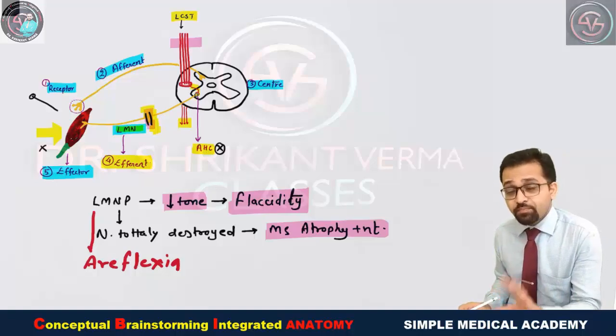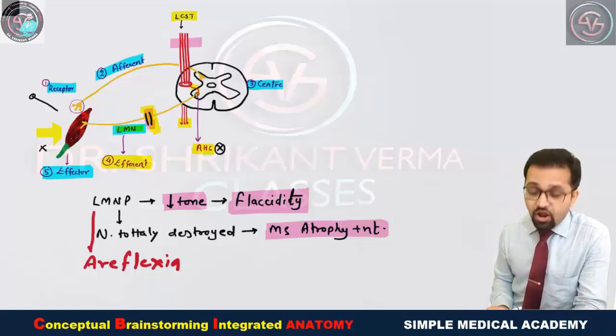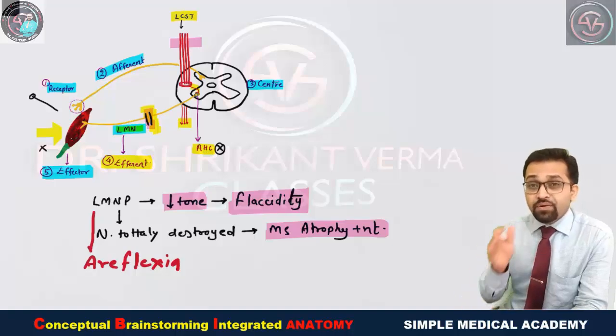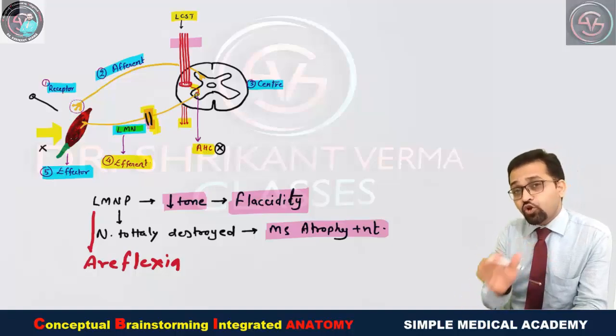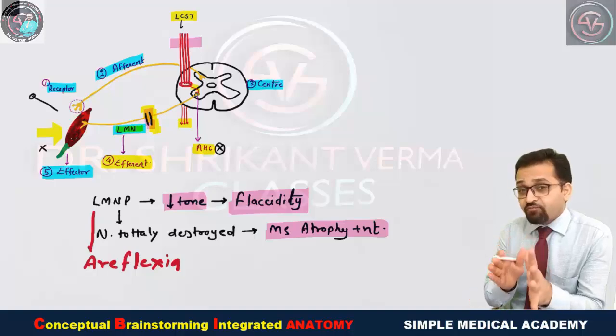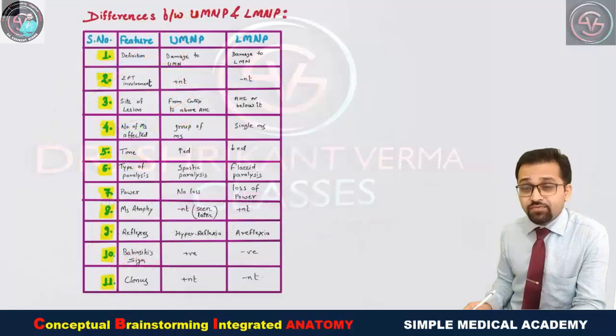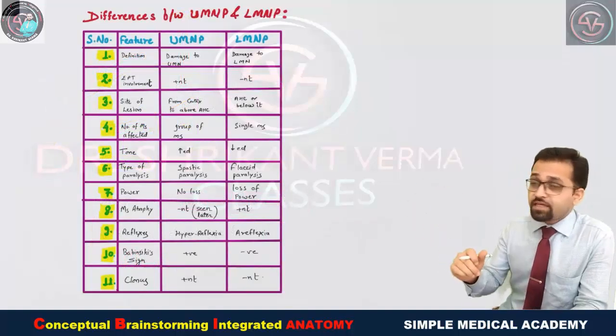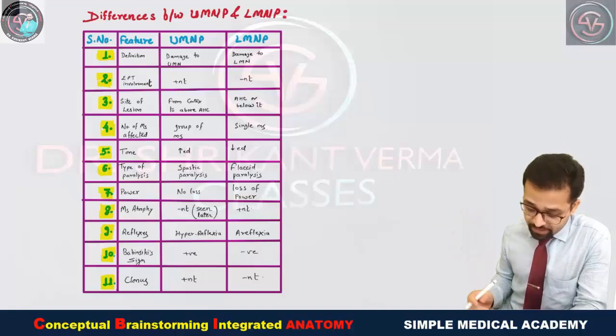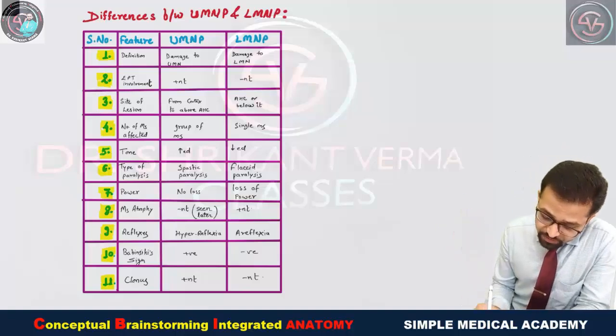Okay, so you will see that part in physiology, but now we are going to make a comparison between upper motor neuron paralysis and lower motor neuron paralysis after studying both situations separately. So here is one tabular form for the differences between upper motor neuron paralysis and lower motor neuron paralysis. So what are the various differences between them?